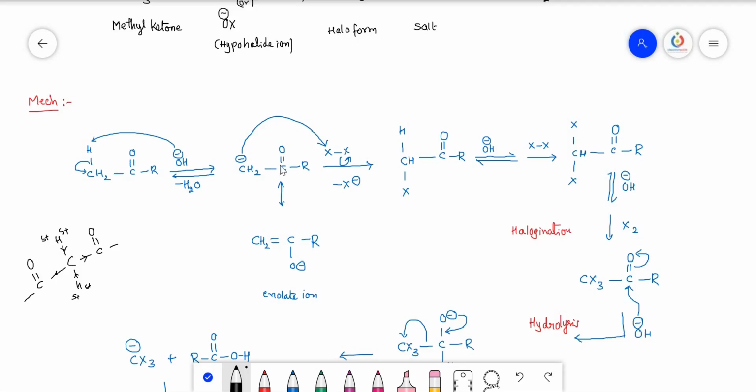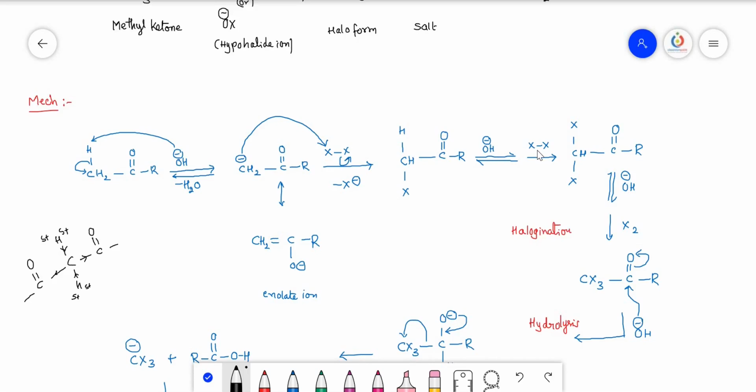This carbon participates in the resonance, giving the enolate ion. The negative charge of this carbon attacks over the halogen, so that we get the CHX and one hydrogen. Here two hydrogens are there, no? Those two hydrogens I have written like this, and we get the CH2X. And still two more hydrogens are there. So the reaction will continue to take place till these two hydrogens are removed.